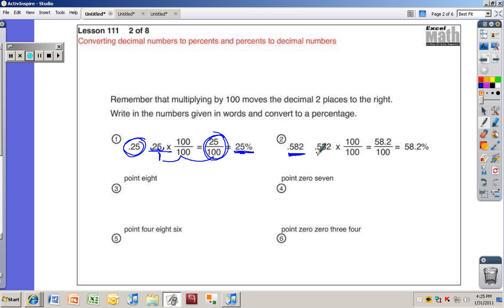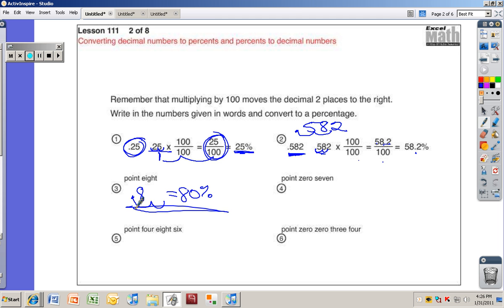0.582, if we multiply that times 100 over 100, this becomes 58.2, because when I multiply that times 100, it moves over 2 spots to the right. 58.2 over 100 is 58.2%. And again, all you have to notice is, to change this decimal to a percent, just move the decimal point over 2 spots. Simple? Okay, and here we're going to write 0.8. What is this as a percent? Let's move the decimal point over 2 spots to the right. So what is this? 80%. Good.